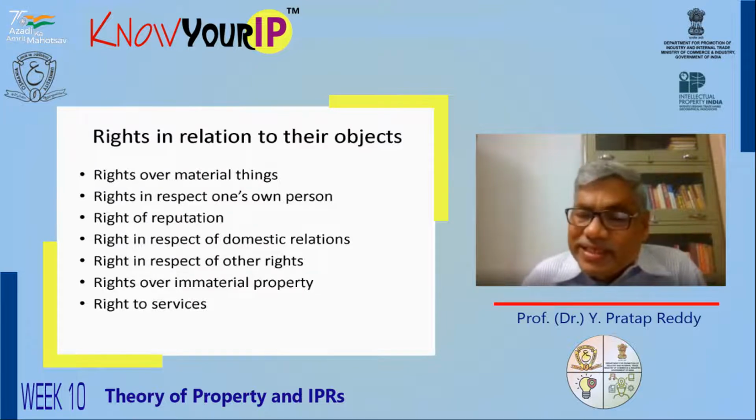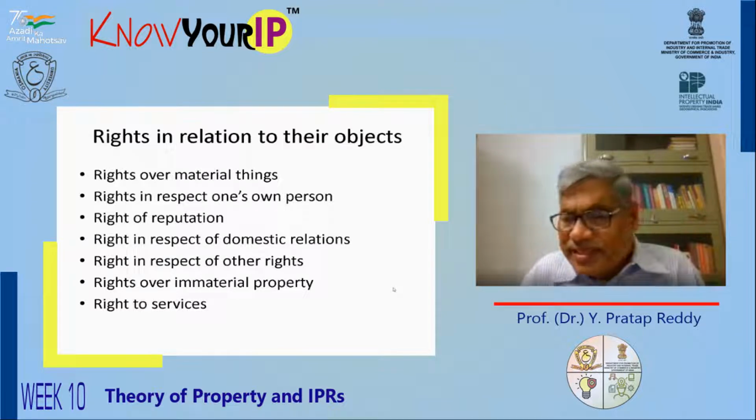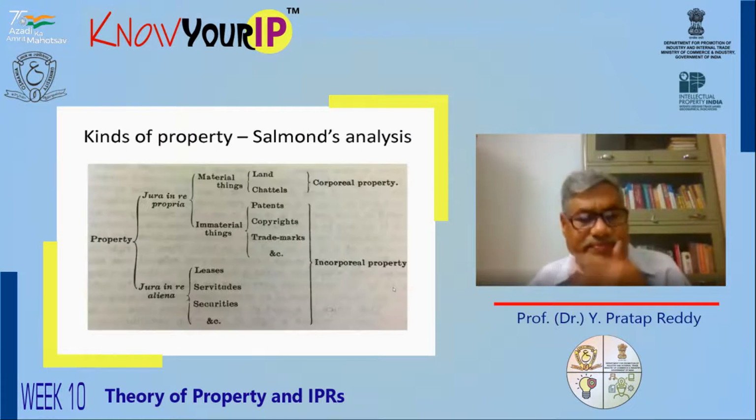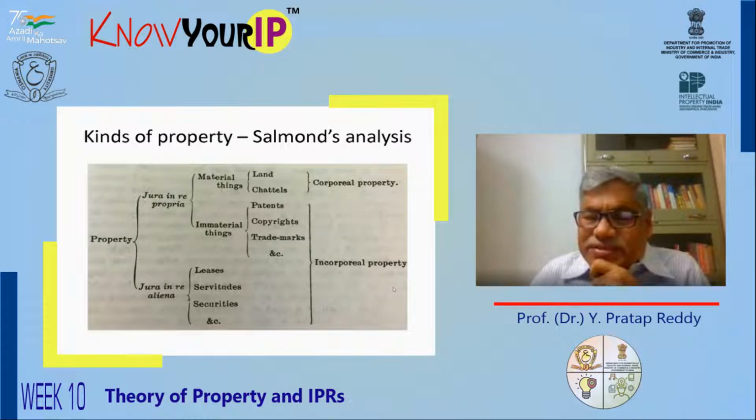Then rights over immaterial property. Immaterial means incorporeal property. That is what we are concerned with, what we are going to discuss here in intellectual property. Even incorporeal property can become the subject matter of a right. That is right over immaterial properties such as patents, copyrights, trade secrets, trade names, or trademarks, etc. Then right to services. This is how in Salmond's analysis, even incorporeal property can be the subject matter of right. That is the object of the right. Object means the subject matter. Then moving further. This is the classification of property. Various kinds of property are shown in a tabular form.